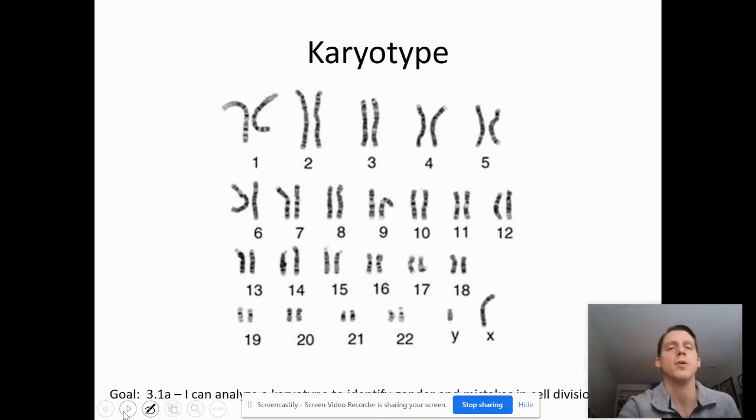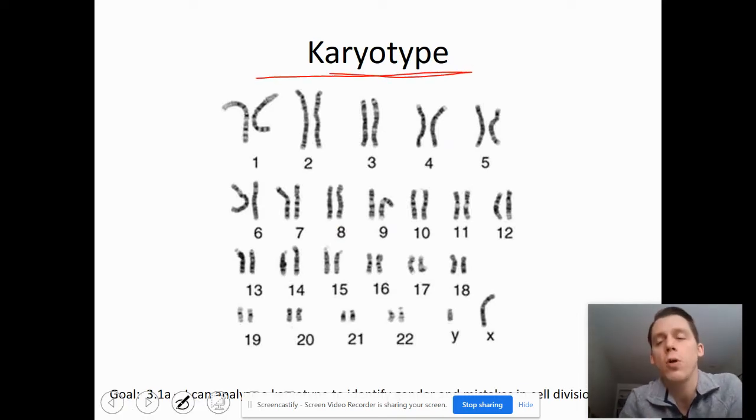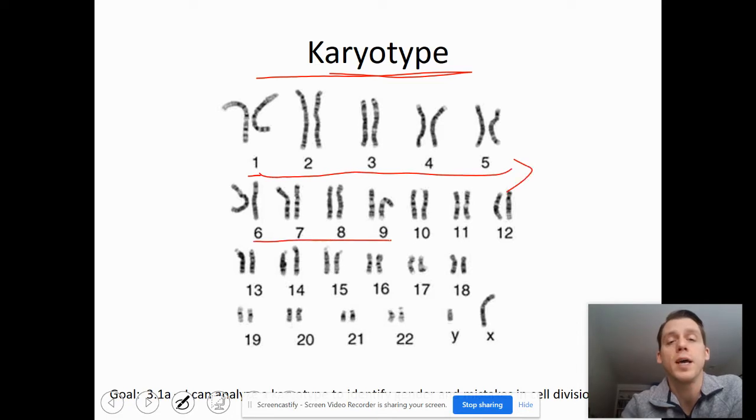This is what's called a karyotype. A karyotype is a picture of all of your chromosomes. So here, we paired up all of the homologous pairs, and we actually order them by height. So we start with the tallest is number 1, and then they get progressively shorter as we go down.